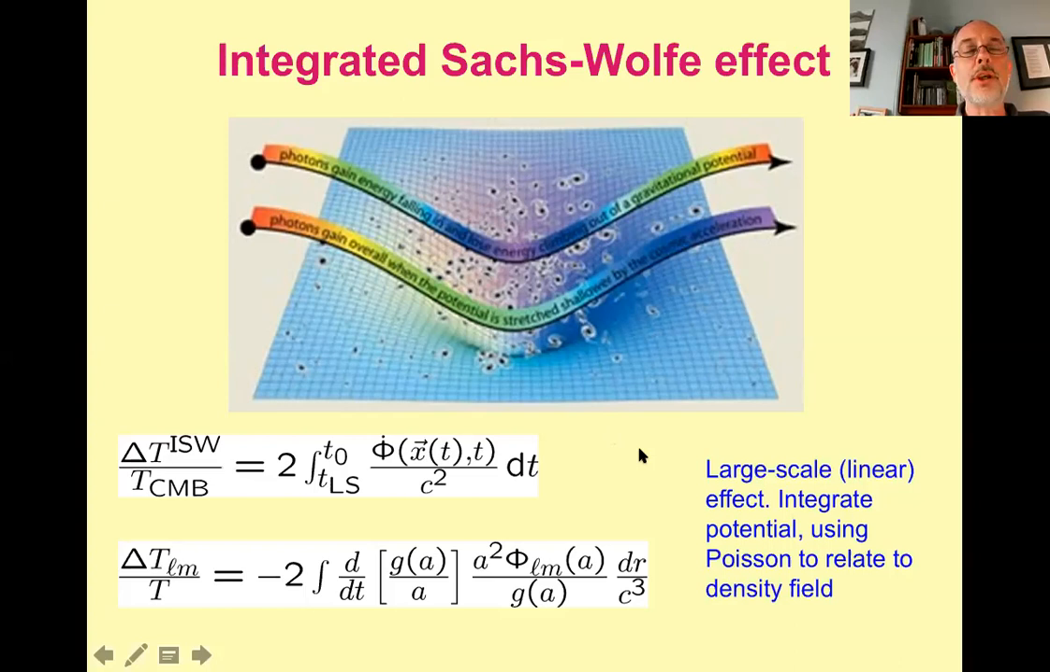And you can think of this in a way as, imagine a cluster of galaxies or a supercluster, something where a potential well is deepening with time, photons gain energy falling in. If the potential was static, they would lose that same energy coming out. There'd be no temperature perturbation. But because the potential well continues to deepen while the photons are passing through, they lose more energy going out than they gain coming in. So there's a net imprint of that structure on the temperature field itself, as the CMB photons go through.